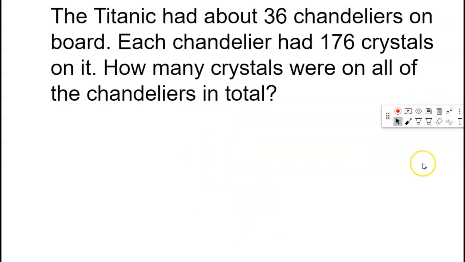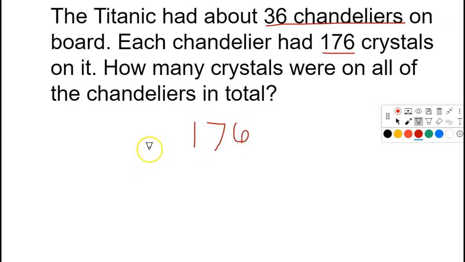Alrighty, last one. So this one tells us that the Titanic had about 36 chandeliers. So those are like the really fancy lights that hang from the ceiling. 36 chandeliers. Each chandelier had 176 crystals on it. How many crystals were on all the chandeliers in total? So each one had 176. And there were 36 of them. So I did 176 36 times.